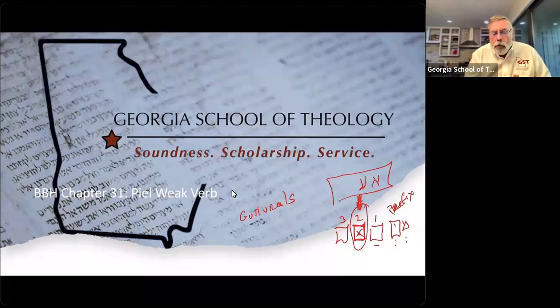If you understand chapter 30 with the Piel strong verb, where in the perfect form we'll have the hireq in the first root position, and the guttural as the other diagnostic feature in the root two position. In the other conjugations, we'll have the patach in the first root position instead of the hireq. And then, of course, for the imperfect and the participle, we'll have the vocal shewa there. And that's really all there is to that. Does that make sense? Okay.